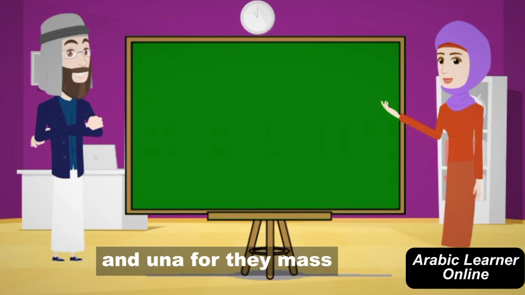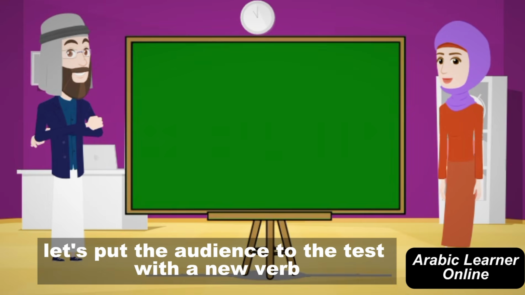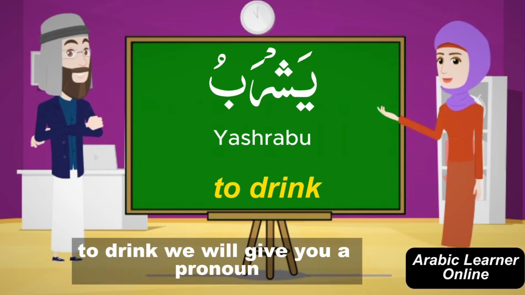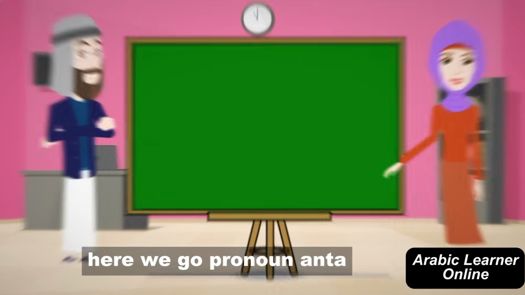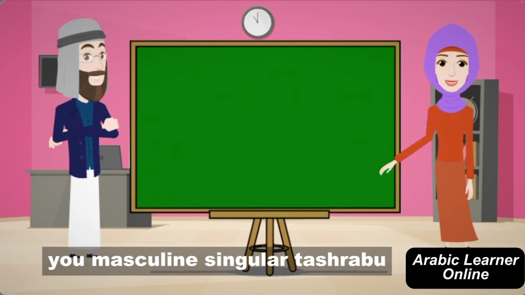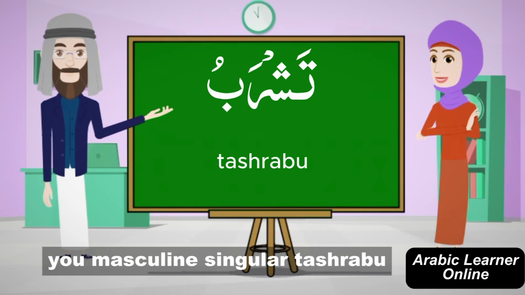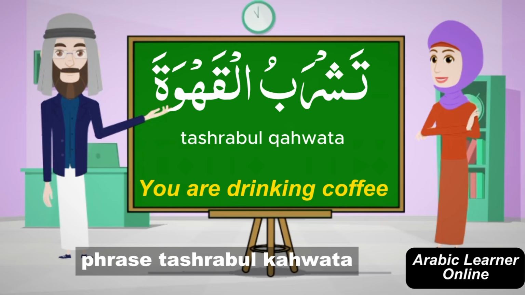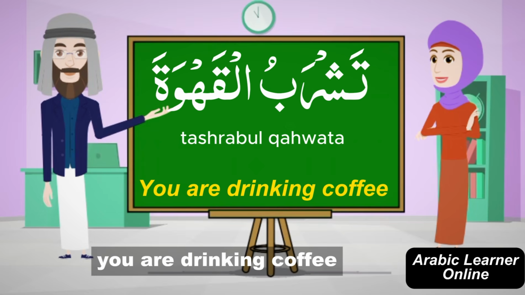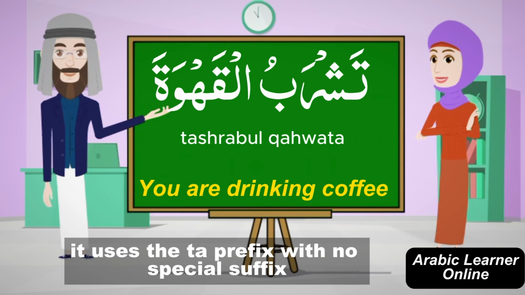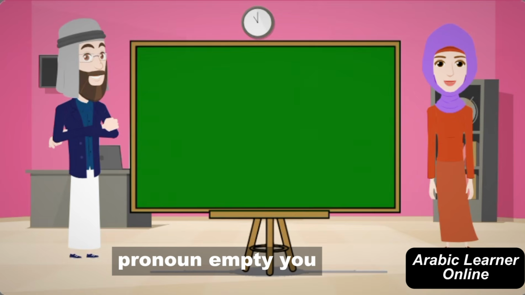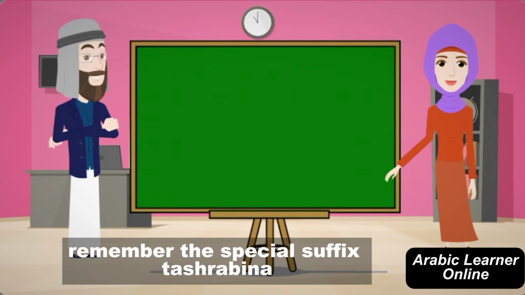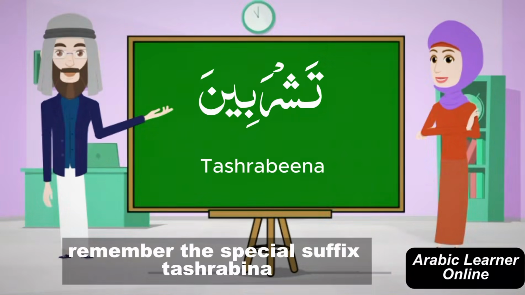Let's put the audience to the test with a new verb, yashrabu, to drink. We will give you a pronoun, and you must give us the full present tense conjugation. Ready for the prefix match. Here we go. Pronoun, anta, you masculine singular. Tashrabu. Phrase: tashrabu al-qahwata. You are drinking coffee. It uses the ta prefix with no special suffix. Pronoun, anti, you feminine singular. Viewers, remember the special suffix. Tashrabina.